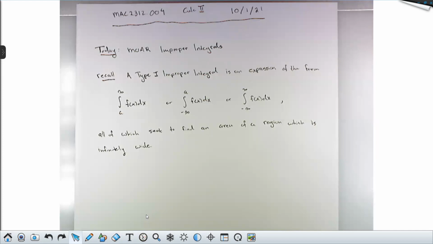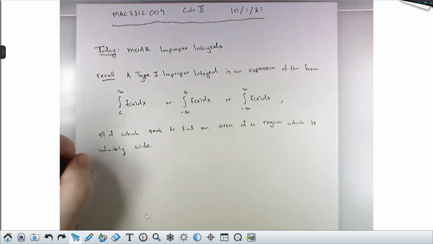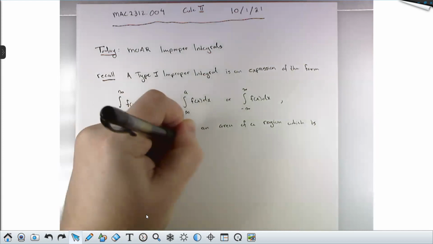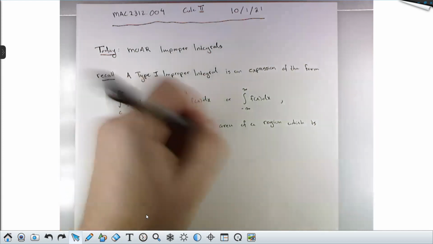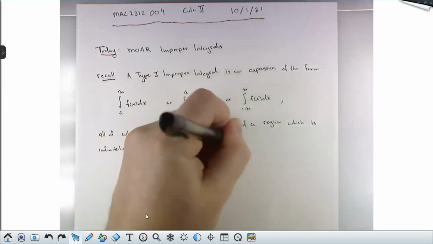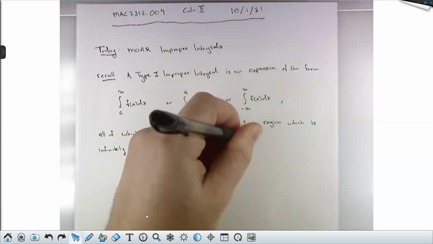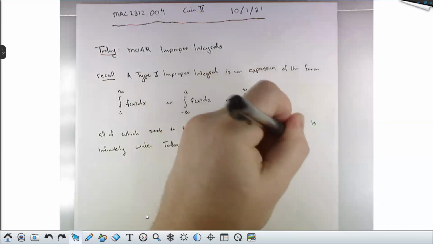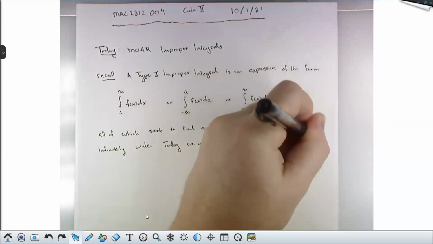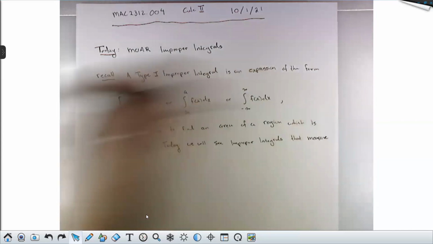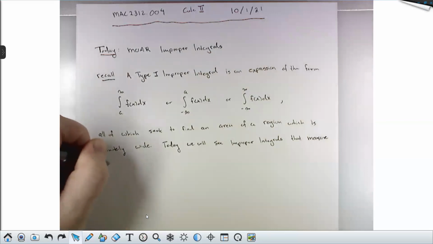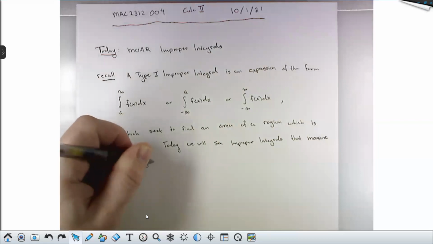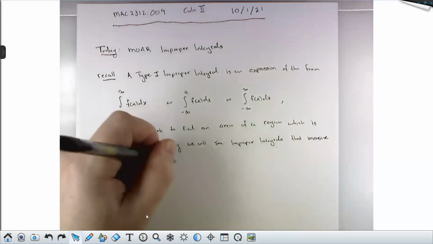Okay. So I'm going to go on here. I'll say today, improper integrals that measure the area of regions which are infinitely tall.